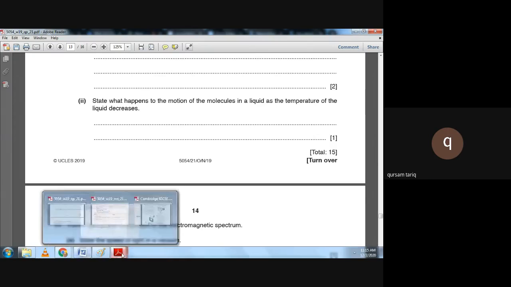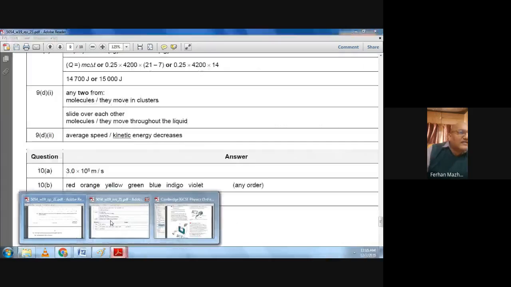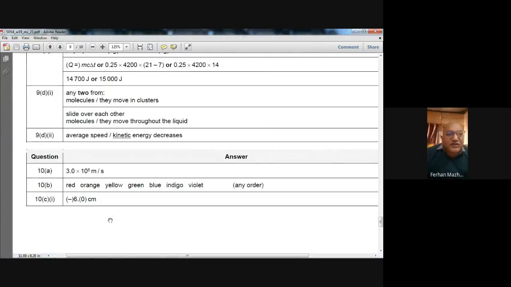Only motion is asked. Okay. So the average speed or the kinetic energy decreases. I'm looking at the marking scheme. You can also see that average speed or the kinetic energy decreases.